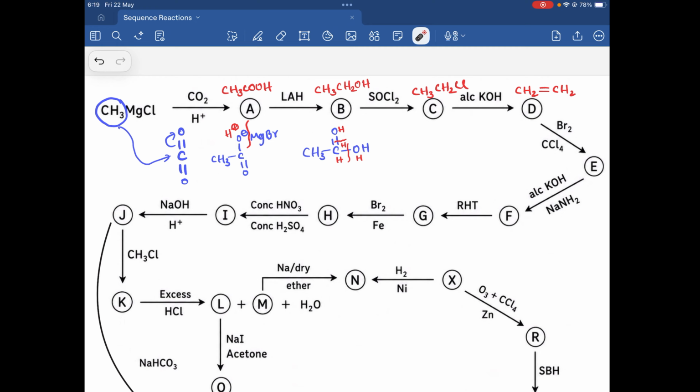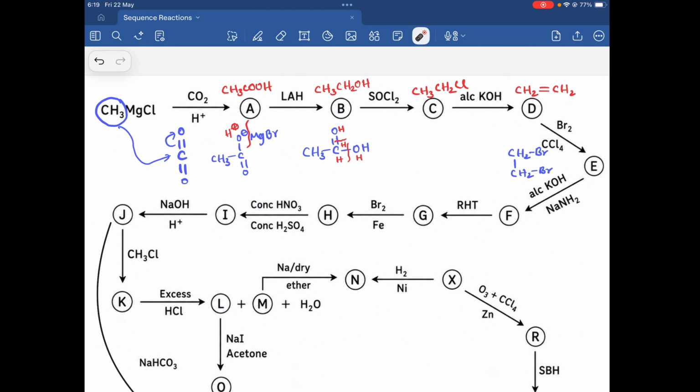Then this ethene on reacting with Br2 in the presence of CCl4. This is dihalogenation. In this case, we will get vicinal dihalides. So our E will be, see, dihalogenation means you just break this pi bond, add one Br to this carbon, the second Br to this carbon. We'll get CH2Br, CH2Br. So the product is like this. It is 1,2-dibromoethane. So this is our E.